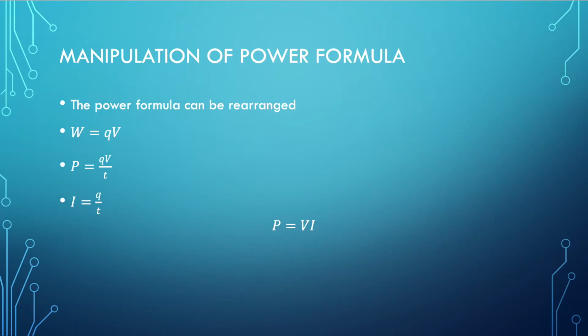To demonstrate this relationship, the power formula can be manipulated as follows. The formula for energy can be expressed as work equals charge times voltage. Subbing this into the power formula, this gives power equals charge times voltage all over time. Furthermore, current can be expressed as current equals charge divided by time. Therefore, this gives the formula for power in a circuit to be power equals voltage times current.